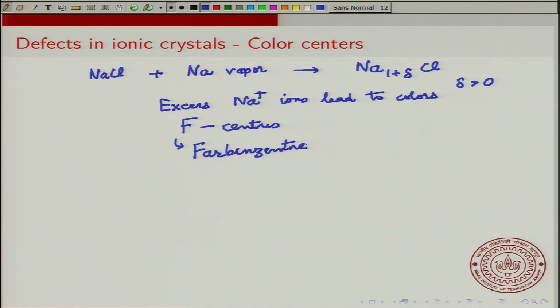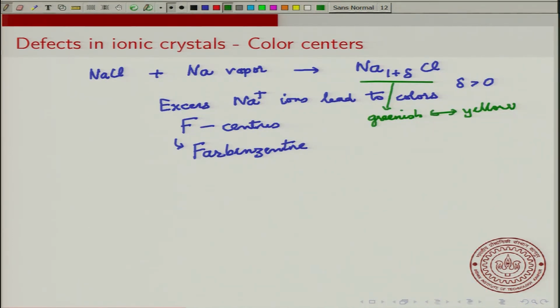Similarly, these excess sodium ions will lead to a change in the color of the sodium chloride. The sodium chloride crystal will show a different color in the presence of these excess sodium ions. There are a number of these color centers you can get. The color is greenish to yellow, depending on how much sodium is there.